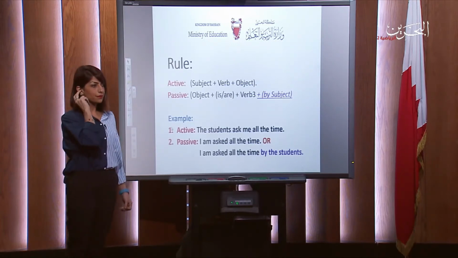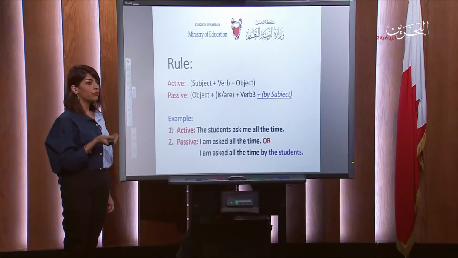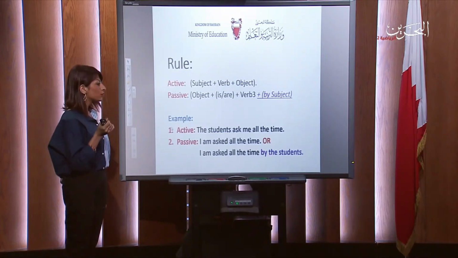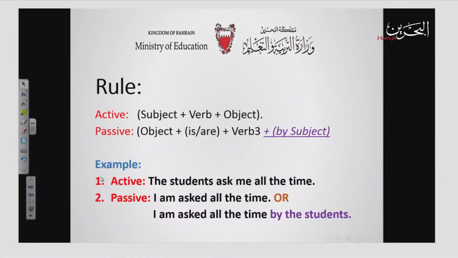Let's start with the active. Now, the students ask me all the time. In this sentence, I have the subject, which is the students. We have the verb, which is ask, and this is how it finishes. Now, if I want to transform it into passive, I will cancel the subject. So, I am asked all the time. There is no doer, there is no subject. Or I can say, I am asked all the time by the students.